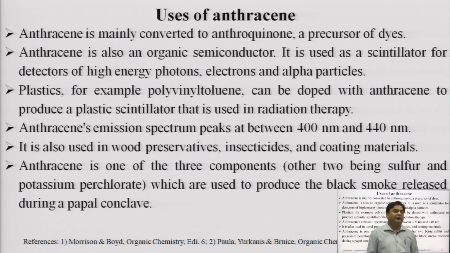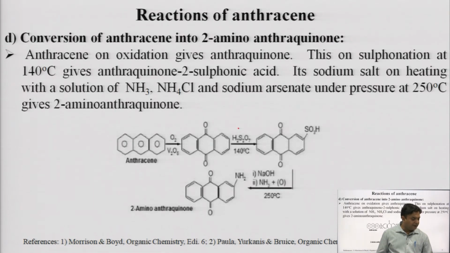It is also used in wood preservatives, insecticides and coating materials. A derivative of anthracene, when dissolved in ethanol, can be used as a coating material to protect wood or metal from corrosion. Anthracene is also one of three components, the other two being sulfur and potassium perchlorate, used to produce the black smoke released during the papal conclave. So, a very important molecule, anthracene, as you can see there.